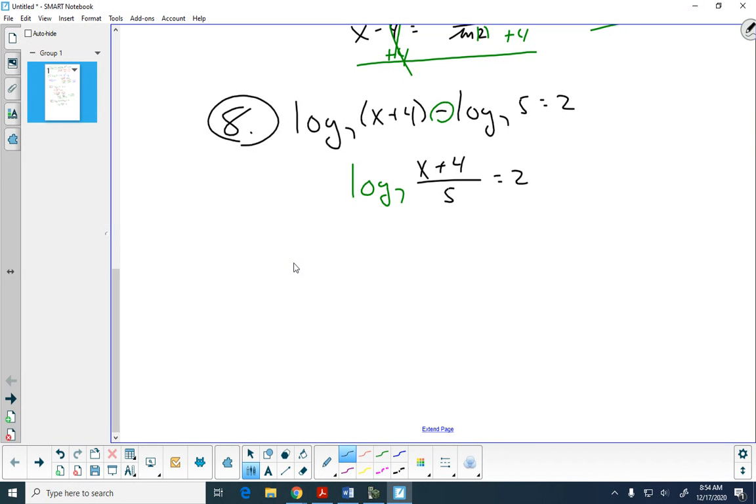Okay, now once again, in a logarithmic form this is difficult to solve. But we can solve this by writing it into an exponential form. So our next step would be to write this exponentially. If you have not done it, please do it. What would this look like exponentially? I have log base 7 of x plus 4 over 5 is equal to 2.